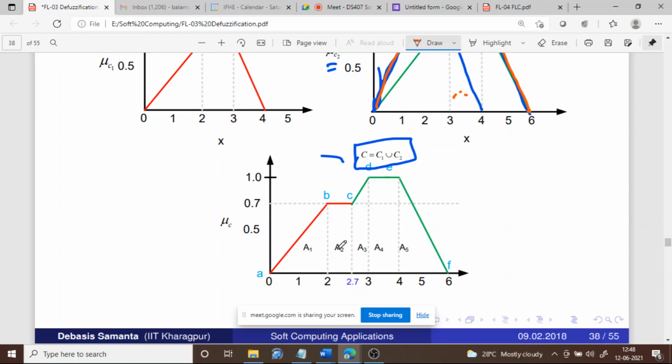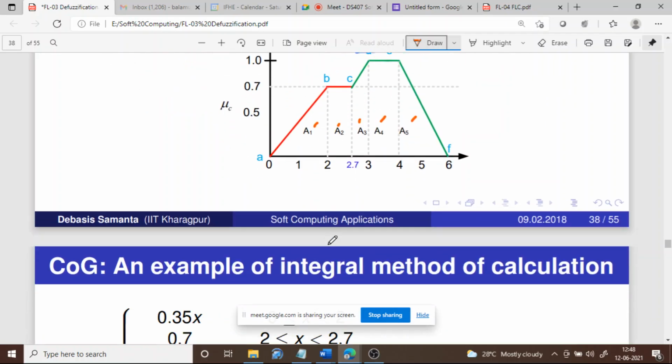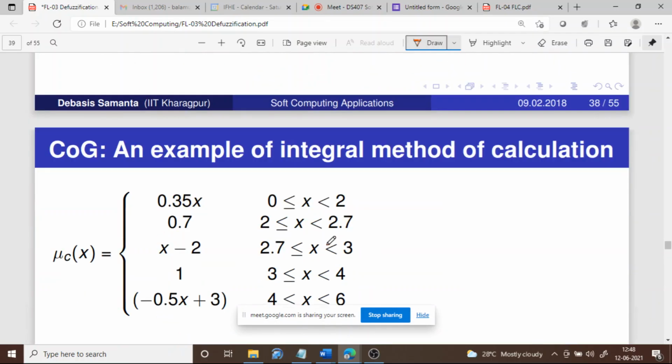This is another area, this is A2. This is another area A3. This is another area A4. This is another area A5. Now we want to find the area of all these portions. So how to find the area of all these portions?